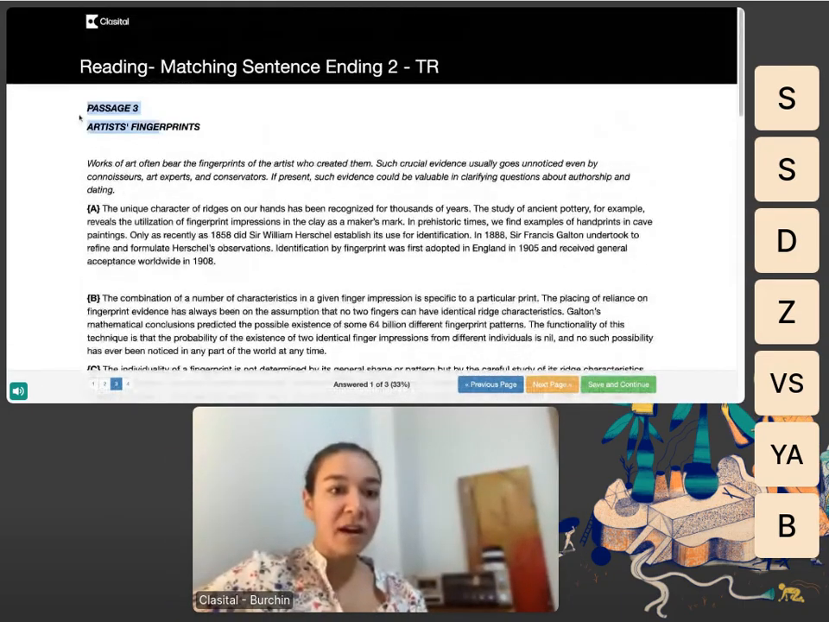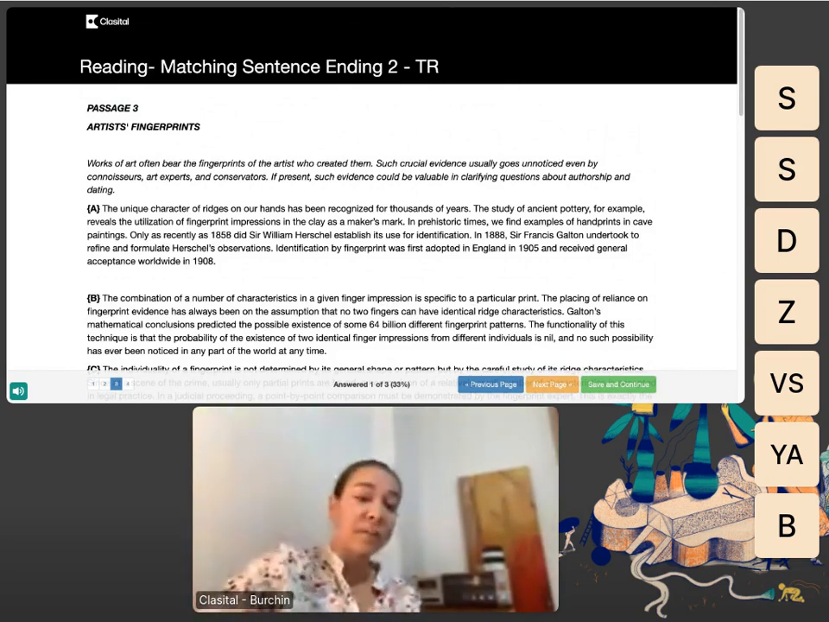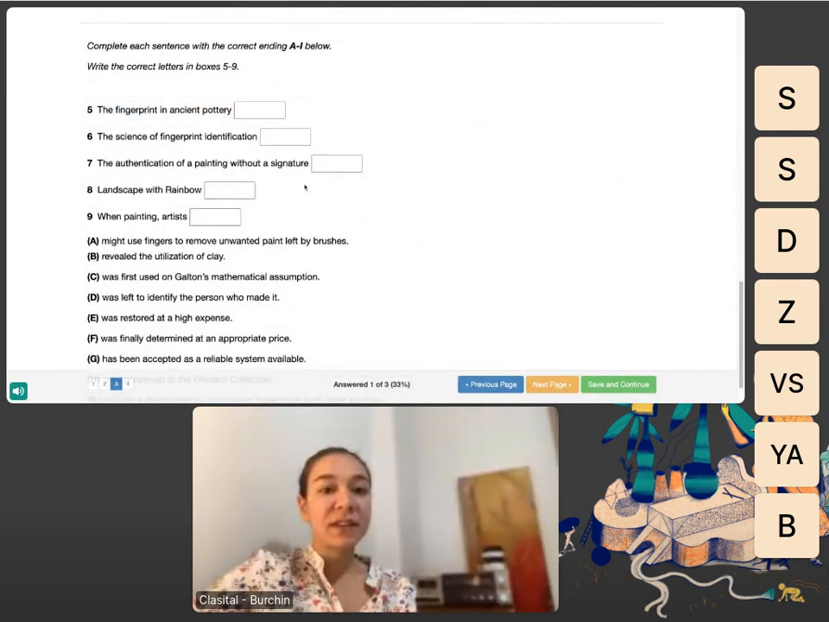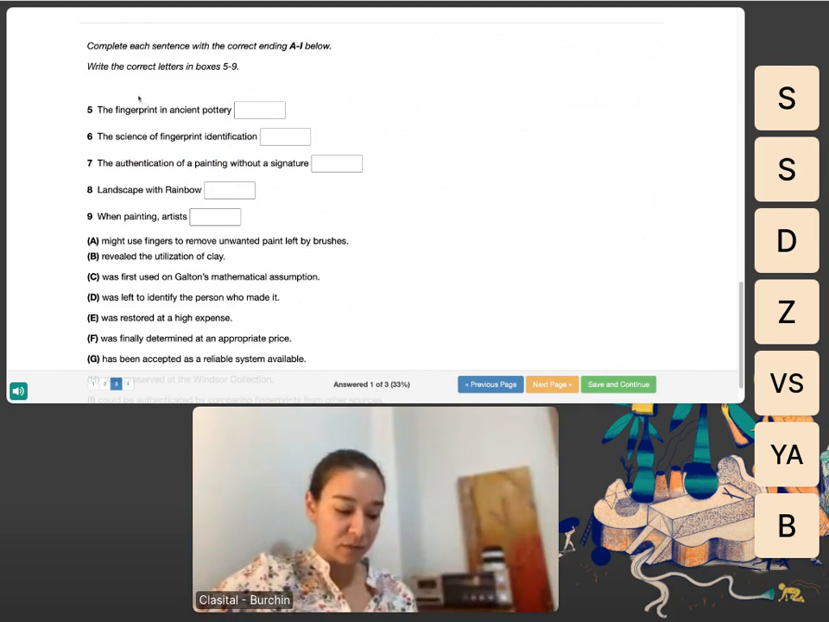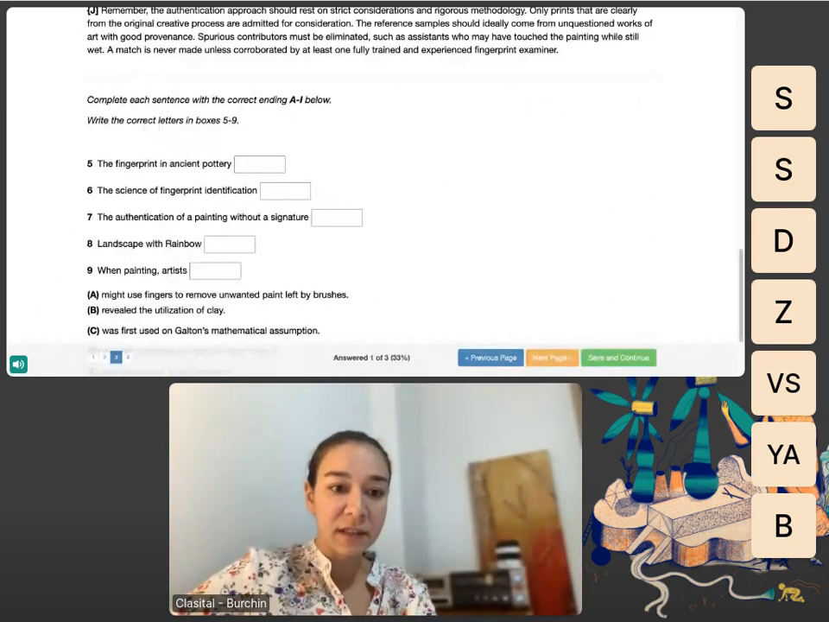Let's go to the next one. Artist's fingerprints. This is from passage 3. We can expect more tricky questions, more trap answers, so we will pay attention. Complete each sentence with the correct ending A to I below. Write the correct letter in the boxes 5 to 9. Why is it 5 to 9? I don't know. The fingerprints in ancient pottery, and the science of fingerprint identification. Let me see first these two. We will look for these ones. Let me send you the questions so we can look at them together.